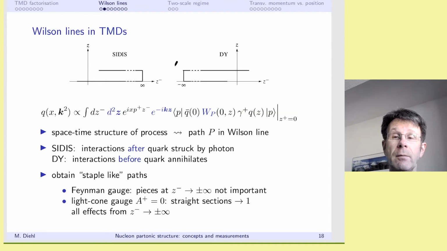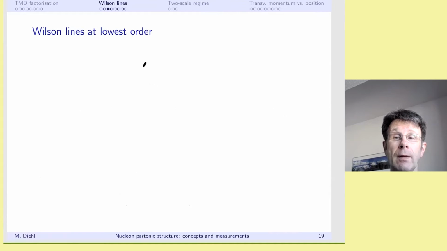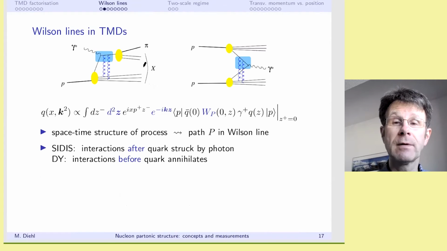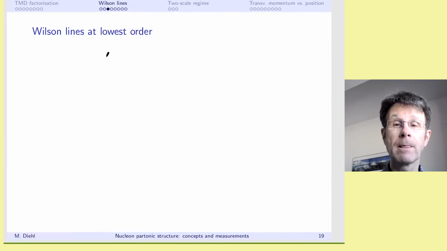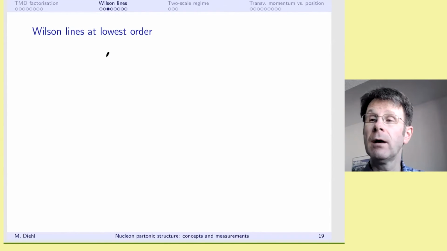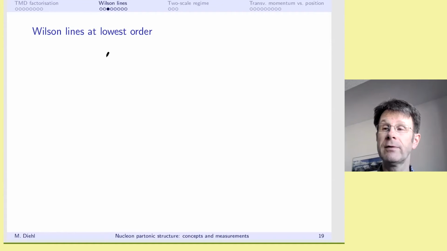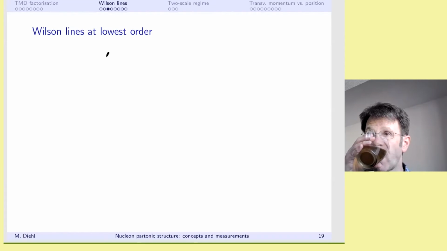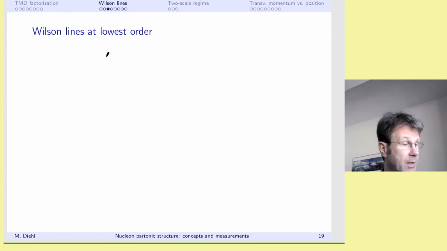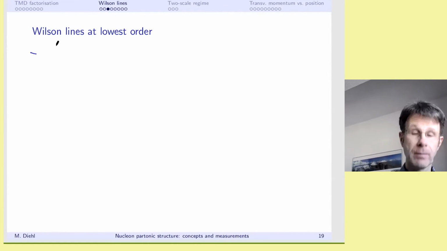Which is why, for most practical purposes, in the TMD context, people prefer to use a covariant gauge where that subtlety is not there. So at this point, I want to show you another little calculation. I made all these statements here about gluons giving Wilson lines, but it's actually not so difficult to see how that happens if you look at the single gluon exchange case. So let me at least sketch how that calculation is done.